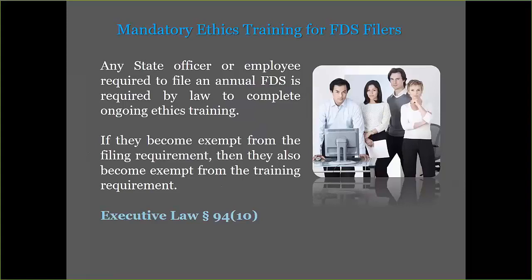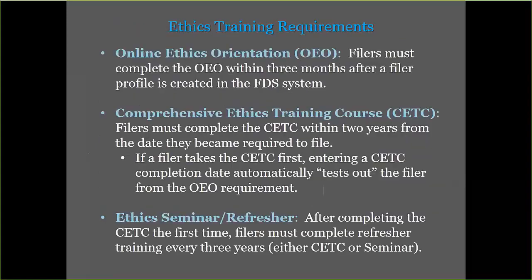The training requirement is found in Executive Law 94. That's the same law that says that the trainings have to be live, in-person, instructor-led, and can't be online. So here are the three classes and the acronyms we use. The online ethics orientation, the OEO, is designed as a placeholder course. The only course we're allowed to have online is currently hosted in SLMS. Not all agencies have access to SLMS, and that is a limitation.